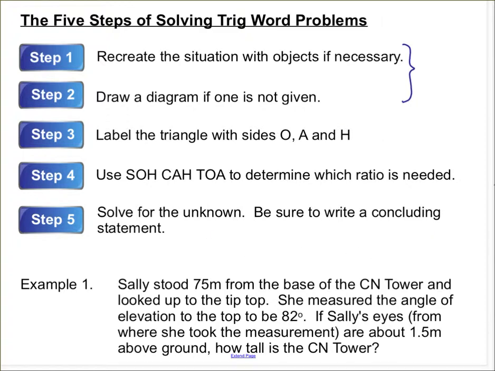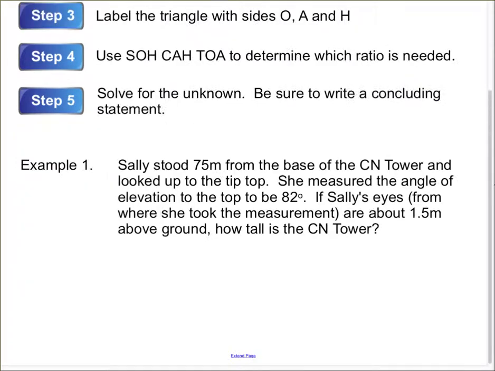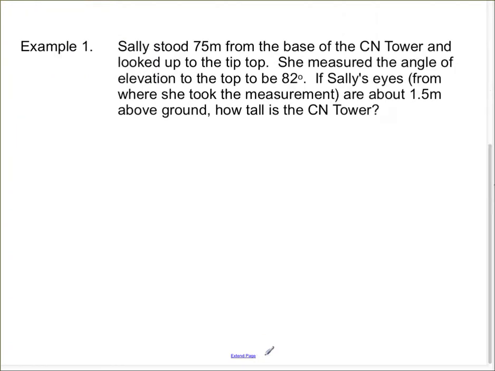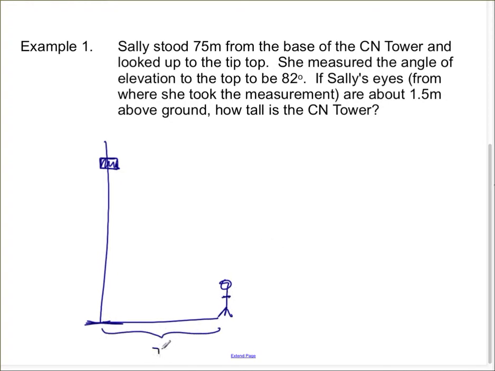So let's think about these situations here. Here's the first one. Sally stood 75 meters from the base of the CN Tower and looked up to the tip top. Okay, so I'm going to just draw, remember this is a rough diagram. I've got a better diagram of the CN Tower over there, but this will do. It says Sally is standing 75 meters from the base of the CN Tower. So that means that this in here is 75 meters. Okay, now notice I got that just from the first sentence. Sally stood 75 meters from the base of the CN Tower. Now she's going to look up.